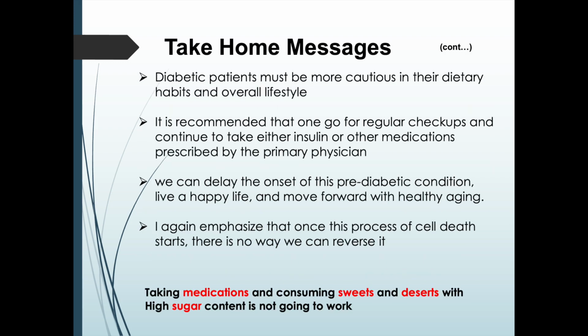And again, diabetic patients must be cautious in their dietary habits and overall lifestyle, and regular checkups are important. We can delay the onset of this pre-diabetic condition, live a happy life, and move forward with healthy aging. That is what is important. Everybody has to die, but you should live for a long time in a healthy condition. It's not that for 30, 40 years you are taking somebody's help. Just live as much as you want with healthy aging.